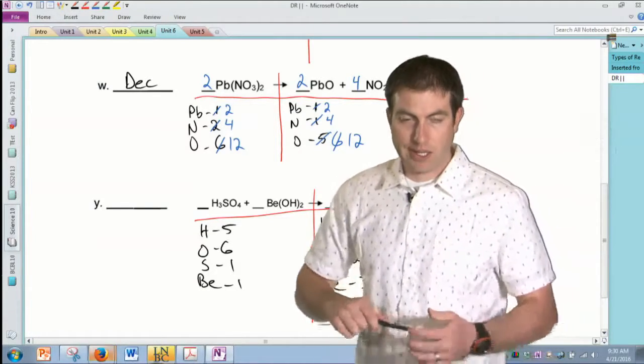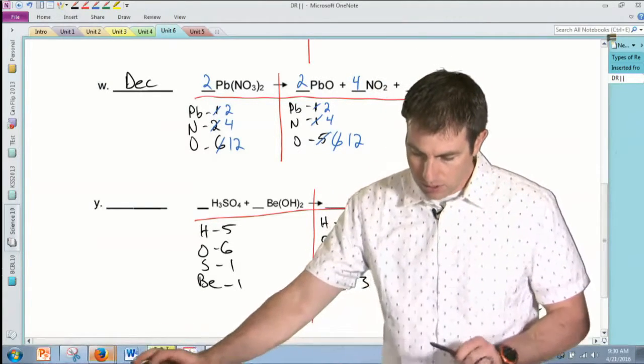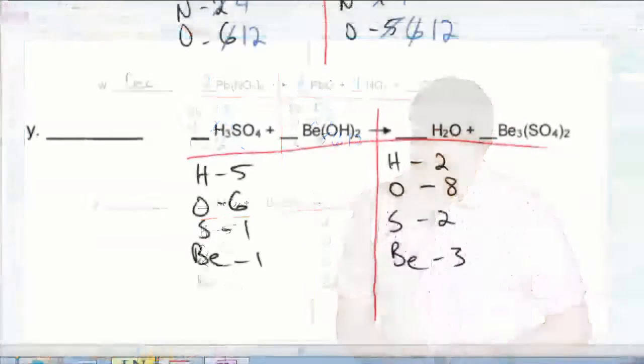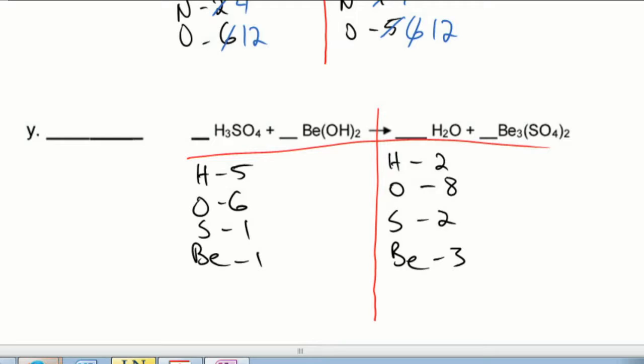All right, where to start? I don't think it really matters where we start. This is looking like a pretty messy one. Oxygen's kind of working out. That should be 9. I'm gonna make these oxygens even right off the bat, so I'm gonna put a 2 here. That changes that to 8, and now I have 10 oxygens.